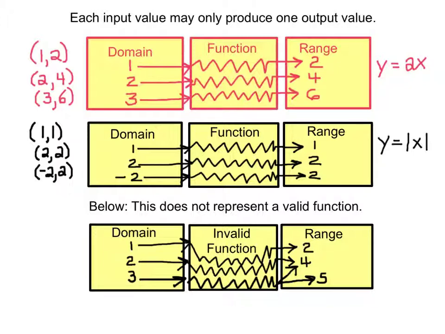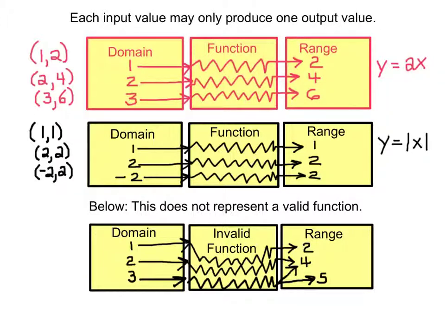So we can use equations to represent our function, or how we operate on our input, our domain, to get a specific output, which is our range. We don't always have an equation to represent our function. Sometimes our functions are simply direct mappings, but we want to be certain that when we are looking at a function, each input value may only produce one output value.